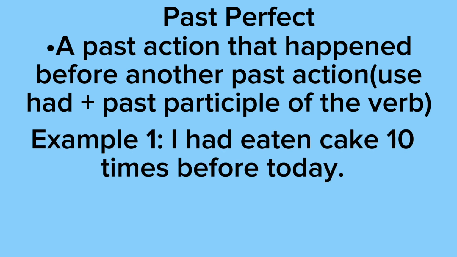Our first example says I had eaten cake 10 times before today. As you can see, we used had and we use eaten, which is the past participle. And as you can see, one past action happened before the other past action. I had eaten cake, which is one past action, and then before today is another past action.